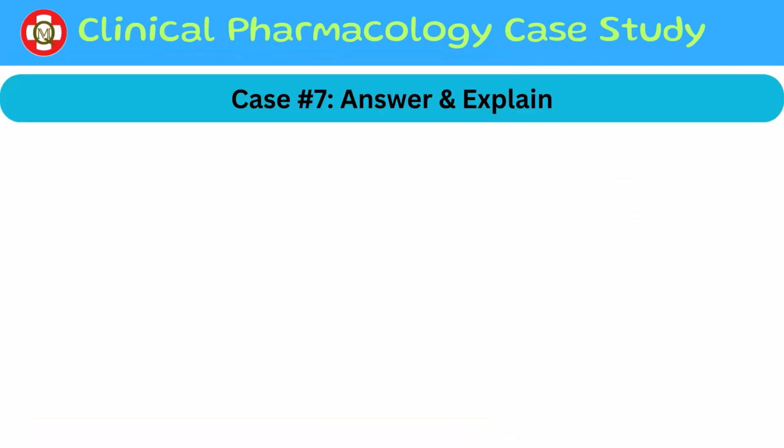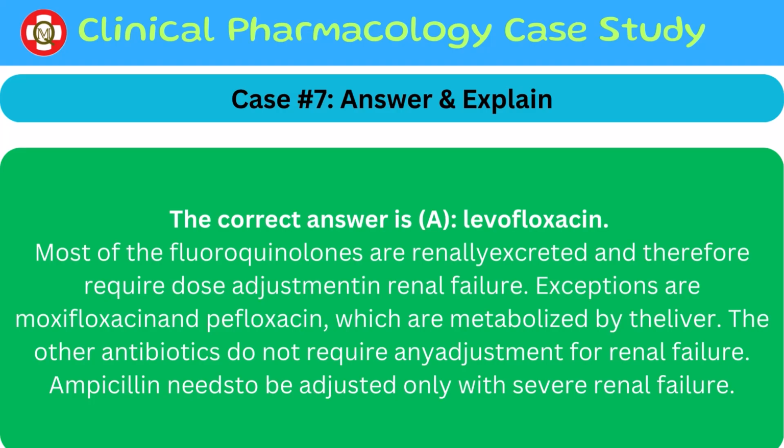The correct answer is A. Levofloxacin. Most of the fluoroquinolones are renally excreted and therefore require dose adjustment in renal failure. Exceptions are moxifloxacin and pefloxacin, which are metabolized by the liver. The other antibiotics do not require any adjustment for renal failure. Ampicillin needs to be adjusted only with severe renal failure.